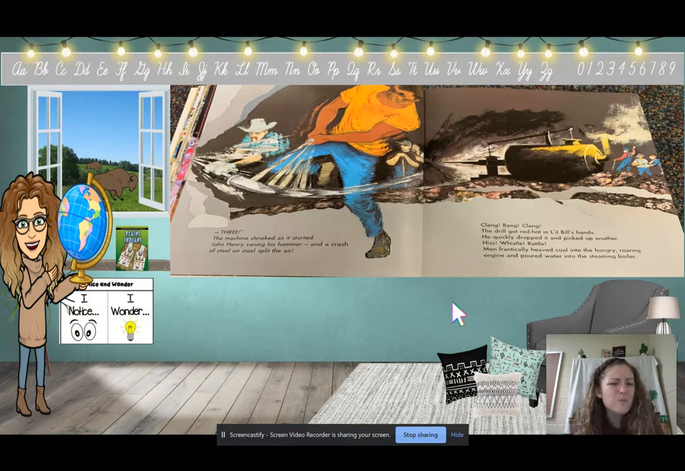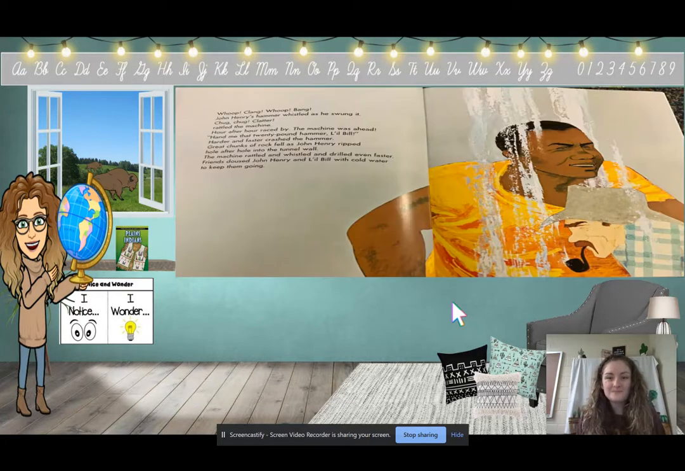John Henry swung his hammer, and a crash of steel on steel split the air. Clang, bang, clang! The drill got red hot in Lil Bill's hand. He quickly dropped it and picked up another. Hiss, whistle, rattle! Men frantically heaved coal into the hungry, roaring engine and poured water into the steam boiler. Whoop, clang, whoop, bang! John Henry's hammer whistled as he swung it. Chug, chug, clatter, rattled the machine.